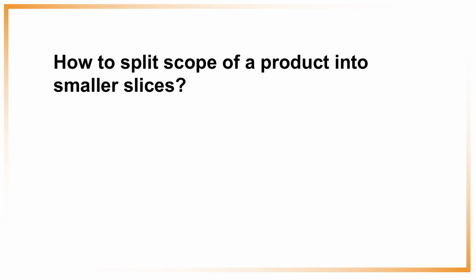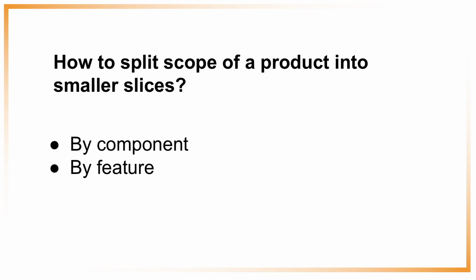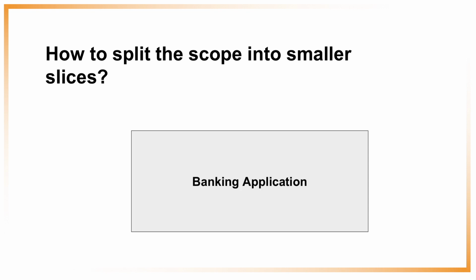Three options present themselves. Option 1, build one component at a time, like the front end or the database. Option 2, build one feature at a time. Option 3, build one workflow at a time. First, let's use a software example. Let's say a banking application.